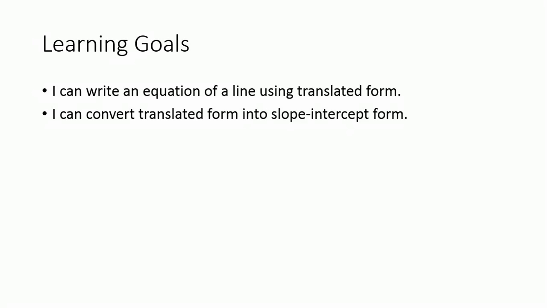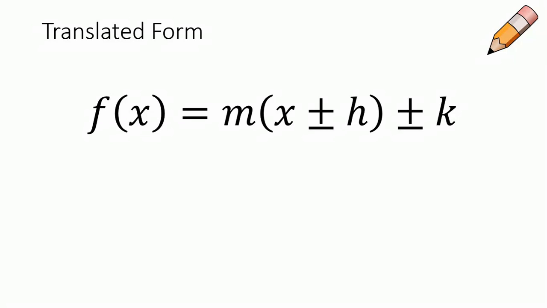So basically today is going to be another way to write a linear equation when given a slope and a point, or just 2 points. This is not going to make us solve for b when we have an x and a y intercept. It's going to allow us just to write the equation straight up. So here's what translated form looks like.